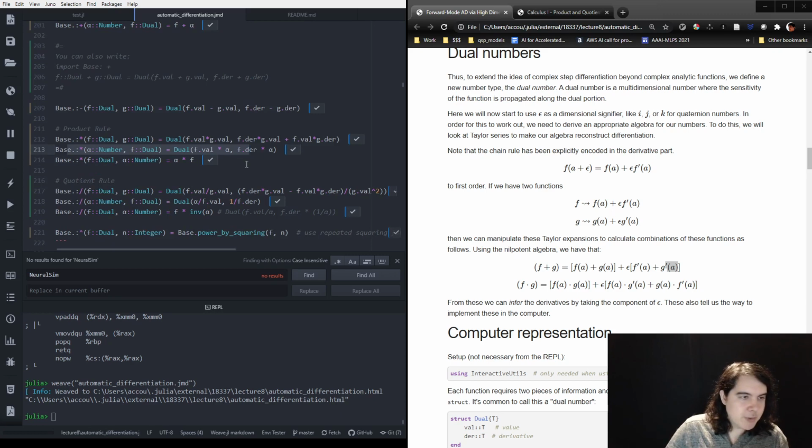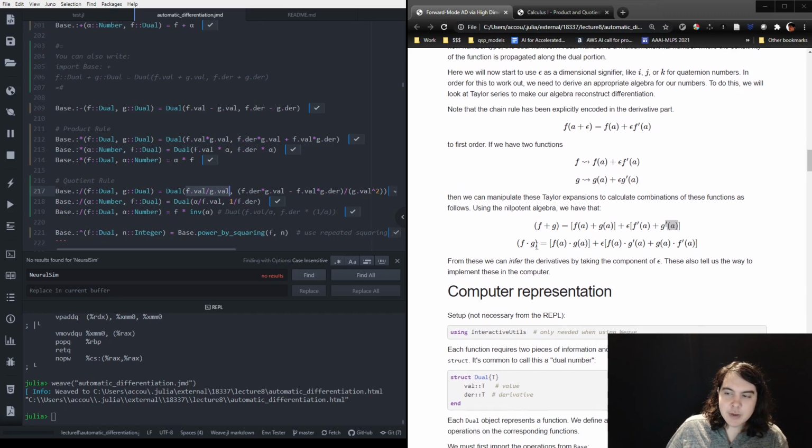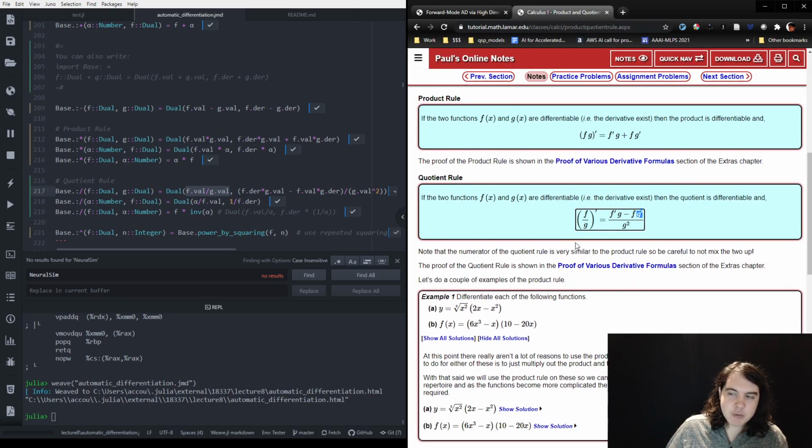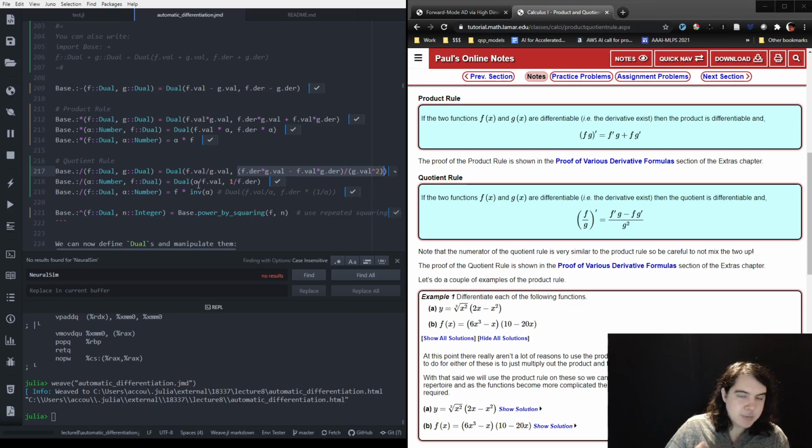Quotient rule has a little bit more to it, right? So what is the value of the quotient? Well, you take f divided by g. And now, what is the quotient rule? Well, you can look at the quotient rule, right? It is f prime g minus g prime f divided by g squared. And that is then what you write here as the derivative, right? The same thing for when you're dealing with alpha, right? Alpha is a dual number where the derivative part is 0. So take this rule, make g prime equal to 0, and you get this written out, right?